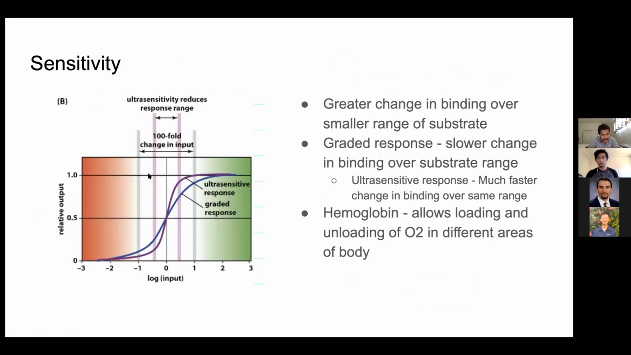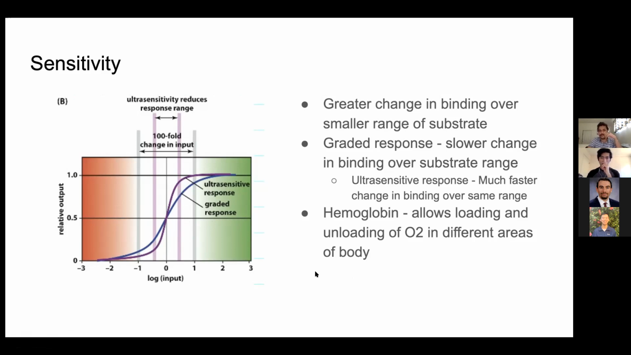So on this graph, it is the inner two purple lines that are designating where at log negative 0.5, you have a relatively low amount of O2 bound, and just going to positive 0.5 log, you have almost 100% oxygen bound. So that's what we call the ultrasensitive response that applies to hemoglobin. Now for myoglobin in blue, I have the graded response, which is a little slower. To get the same amount of change as the hemoglobin curve, we have to change the concentration of oxygen a lot more. That's designated by these lighter green colored lines.